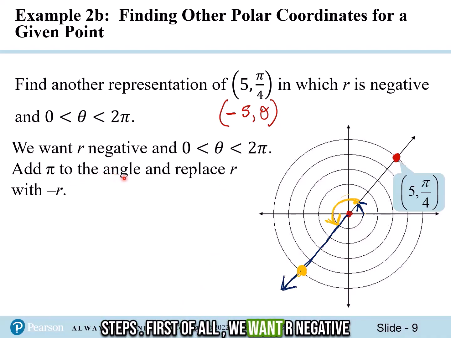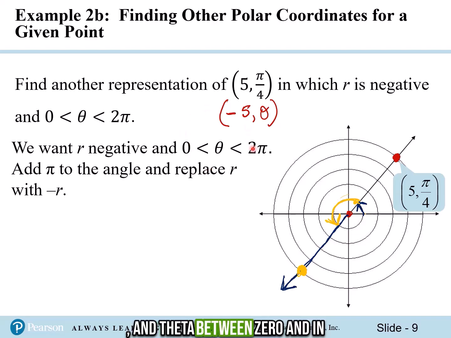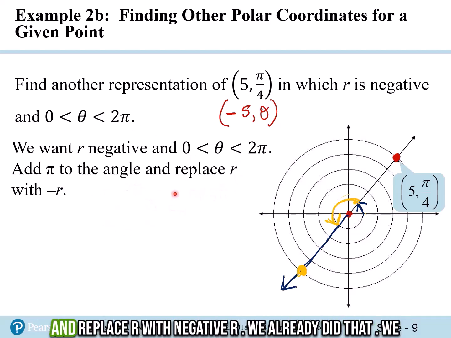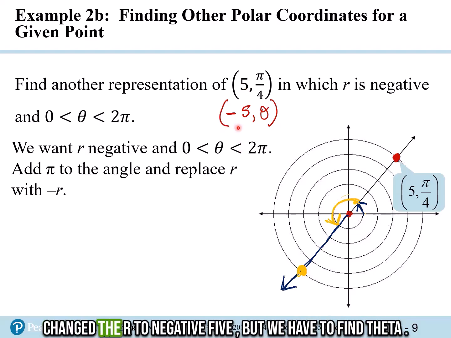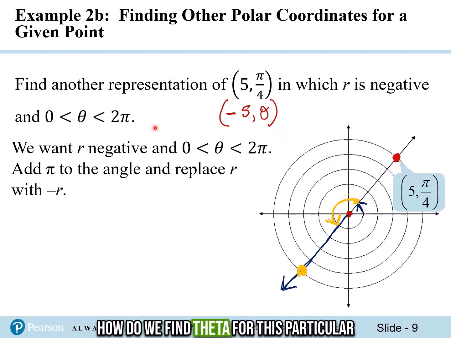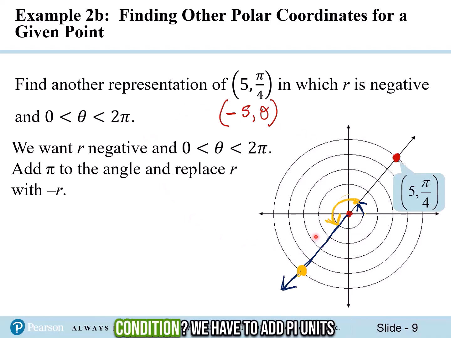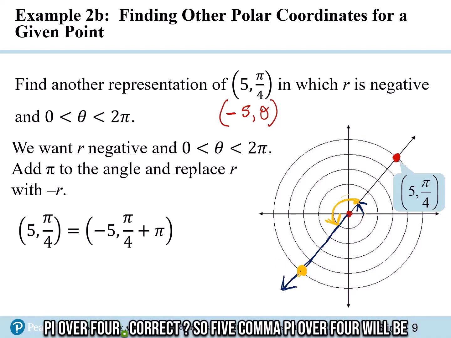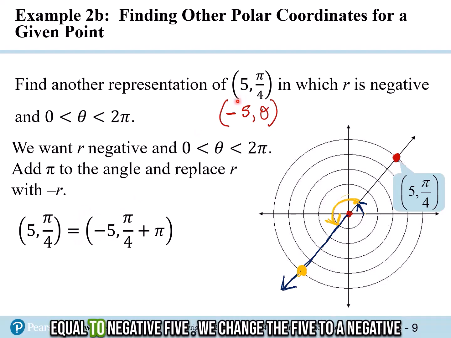First of all, we want r negative and theta between 0 and 2 pi. In order to find theta, add pi to the angle. The process is to add pi to the angle and replace r with -r. We already did that. We changed the r to -5, but we have to find theta. How do we find theta for this particular condition? We have to add pi radians to pi over 4. Correct? So 5 comma pi over 4 will be equal to -5.